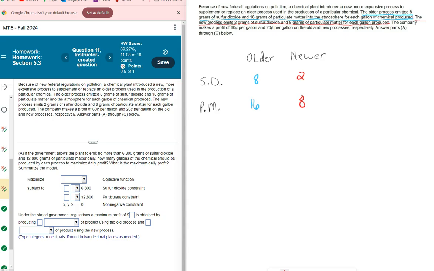Now, I've underlined this in blue. The older process emitted 8 grams of sulfur dioxide and 16 grams of particulate matter into the atmosphere for each gallon of chemical produced. Then I switch to red. The new process emits 2 grams of sulfur dioxide and 8 grams of particulate matter for each gallon produced.